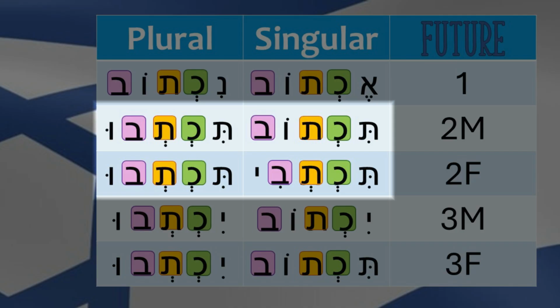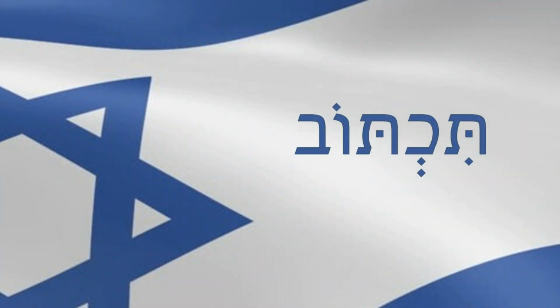So let's look at lichtov. The future tense of the second person singular masculine would be tichtov. So we take off the taf and its vowel, and then we end up with chtov. But if the first letter of a Hebrew word is a begad kafat letter, like I mentioned before, then it needs a dagesh. And so we're not going to say chtov, we're going to say ktov. And there you go.